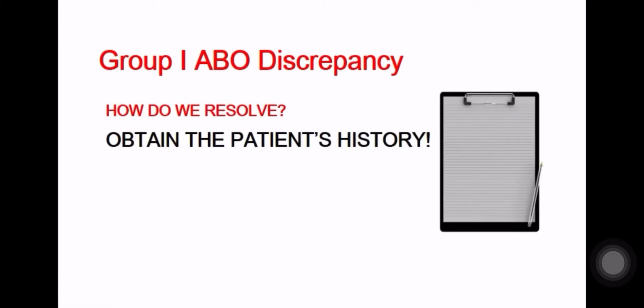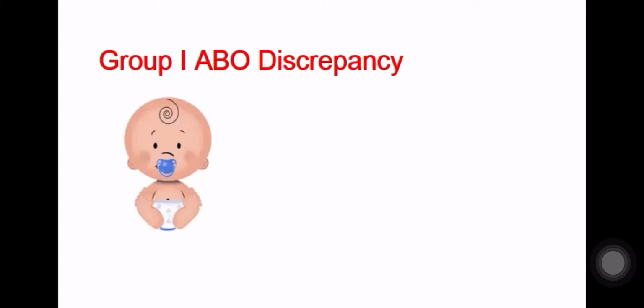Now for Group 1 ABO discrepancy, how do we resolve this problem? Again, how do we resolve Group 1 ABO discrepancy? Simply, we check the patient's history. Now, if you encounter this problem, you might consider the age of the patient. So the sample might be from a newborn. Remember, newborns would not have ABO antibodies in the serum until the age of 4 to 6 months.